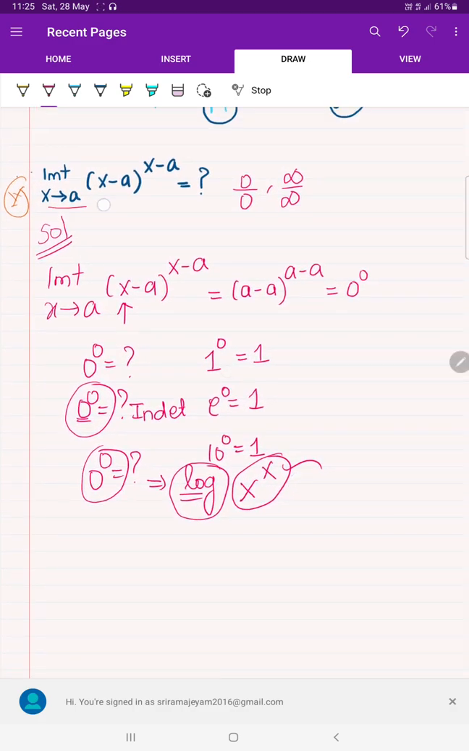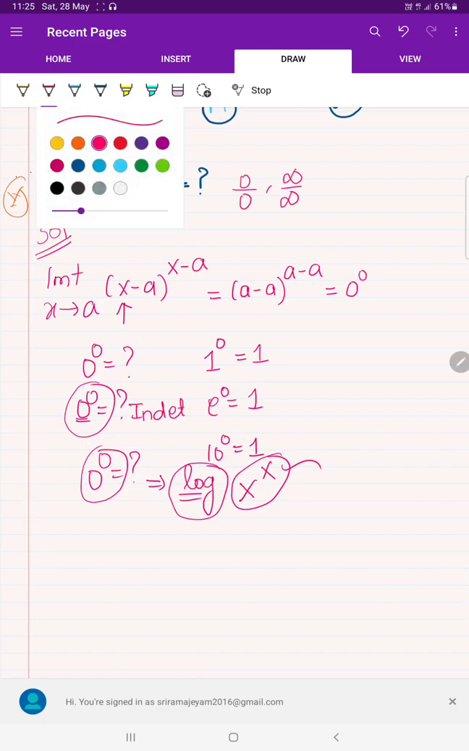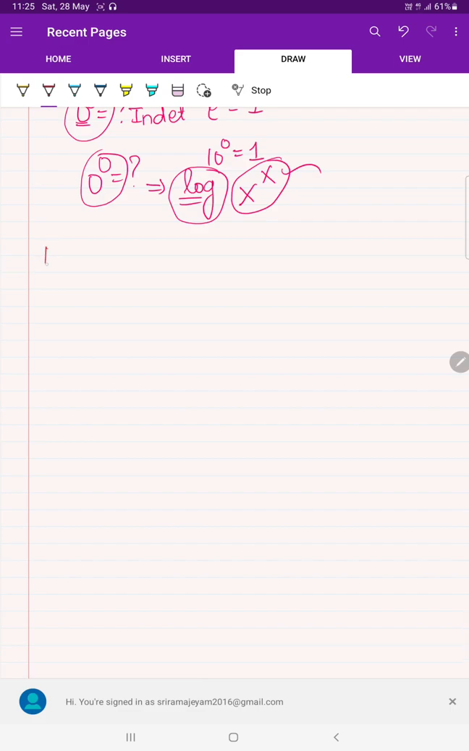What is given? Limit x approaching a, of x minus a in the power x minus a. Let us try to figure out the answer. I told you, whenever you have some function in this format, here also we have the same format, where the same function appears in the power. So nothing needs to be done, just take this whole function as f of x, and equal to y.